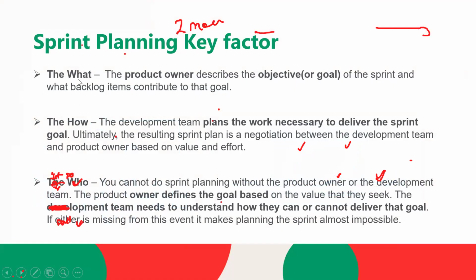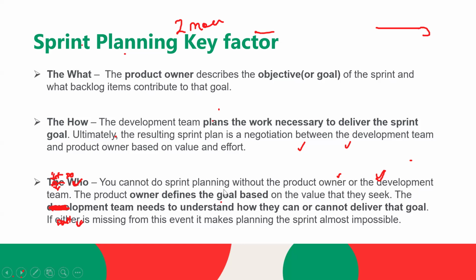Here the product owner describes the objective and goal. How will we do it? The entire team will work and plan how we will deliver the things. And who will do it? Based on the goals defined by the product owner.